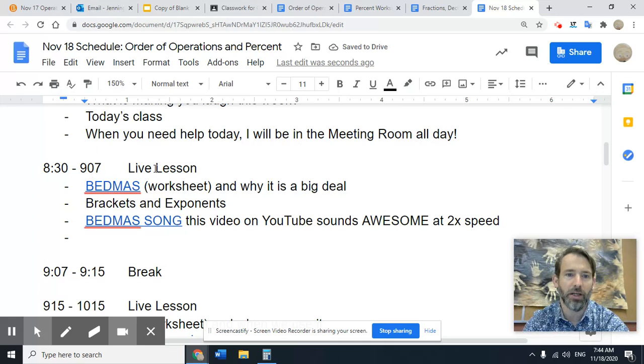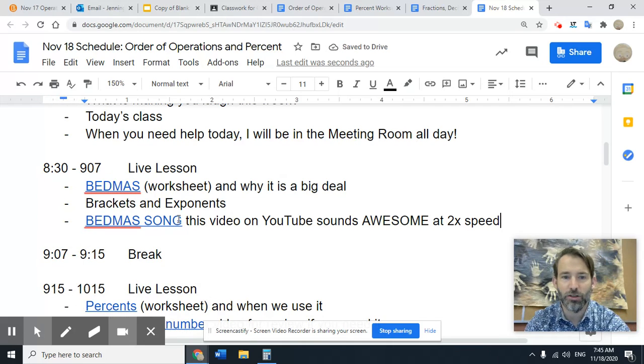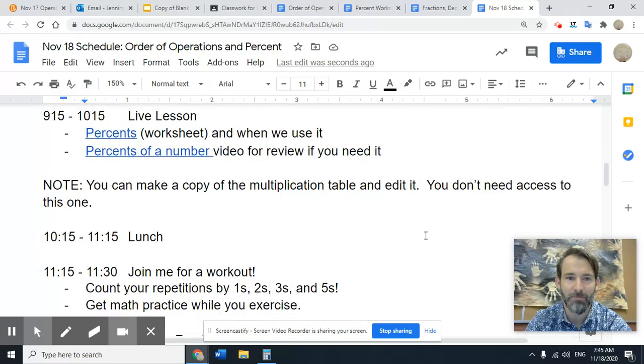I will be giving a short lesson on BEDMAS at 8:30. So that will be just continuing on after the morning meeting. And you'll go over the worksheet there. The lesson will happen inside that. We'll review what brackets and exponents are. And then on your own, I encourage you to look at the BEDMAS song. It really sounds great, especially if you listen to it at 2 times speed.